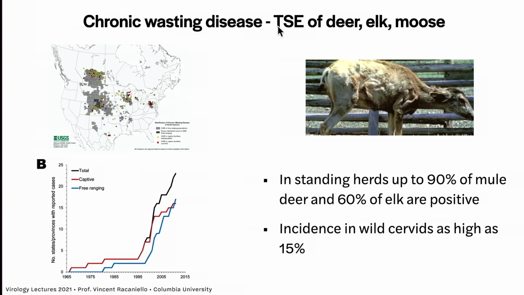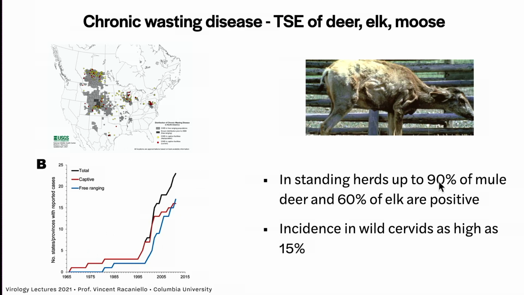The last thing I want to tell you about is a newly discovered disease, chronic wasting disease, which is a TSE of deer, elk, and moose, or cervids. And this is an animal with a TSE. Similar symptoms, similar disease development as we've been talking about. This is a prion disease.